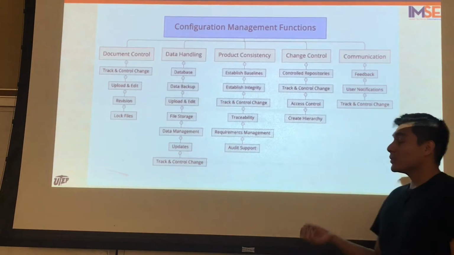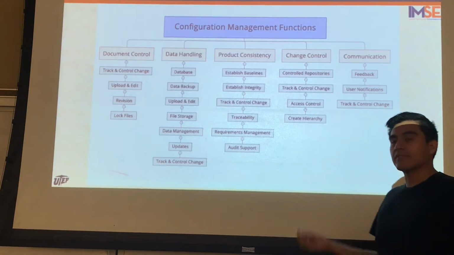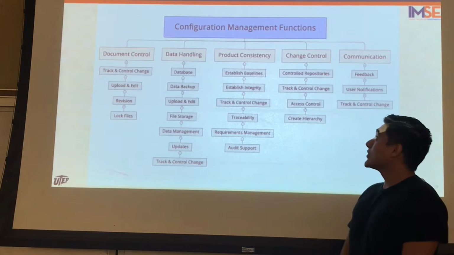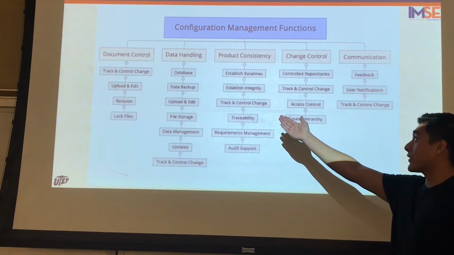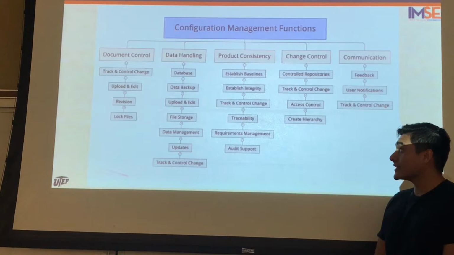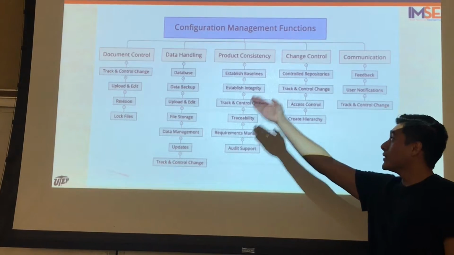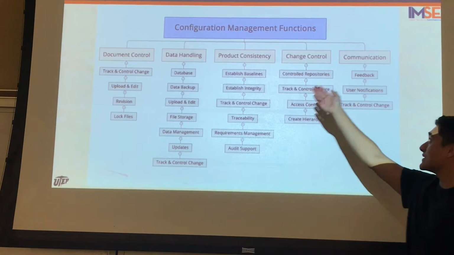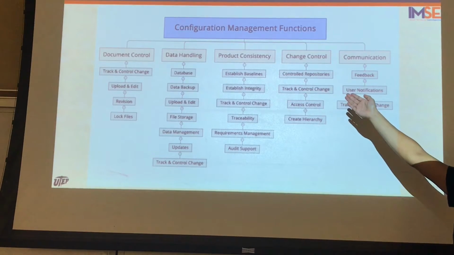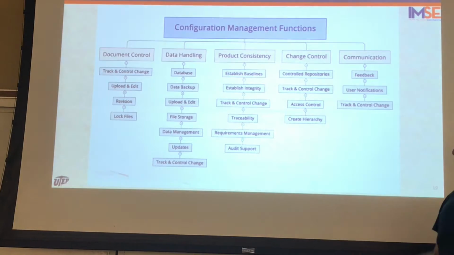The final step was to elaborate and group these functions again. So this was the final affinity diagram for our configuration management service, in which you can see we have document control, data handling, product consistency, control, change control, and communications all grouped together.